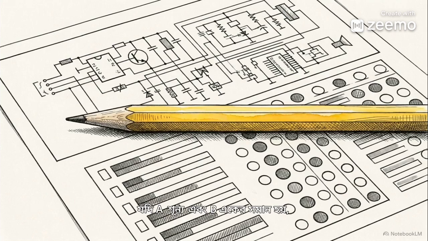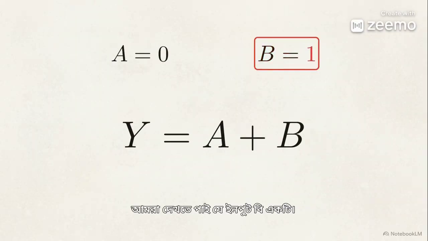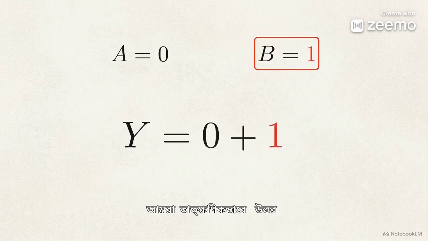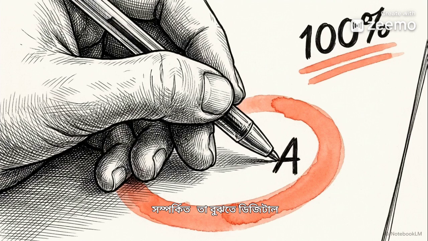If A equals 0 and B equals 1, then what is the value of A plus B? Using the pattern we observed, we see that input B is a 1. Because a single 1 in an OR operation results in an output of 1, we can determine the answer is 1 immediately. Understanding how the physical switch relates to the abstract symbol provides the clarity needed to solve digital device questions correctly.